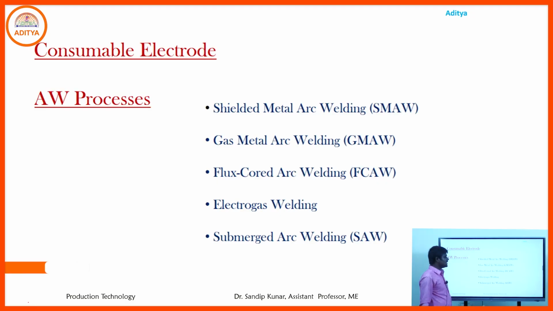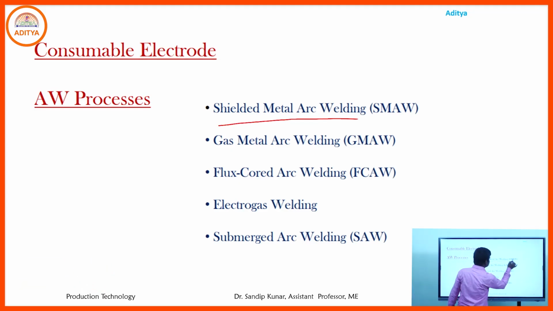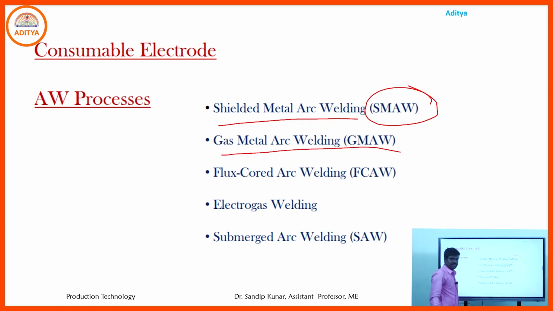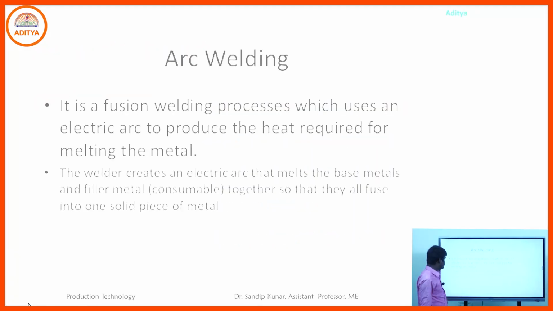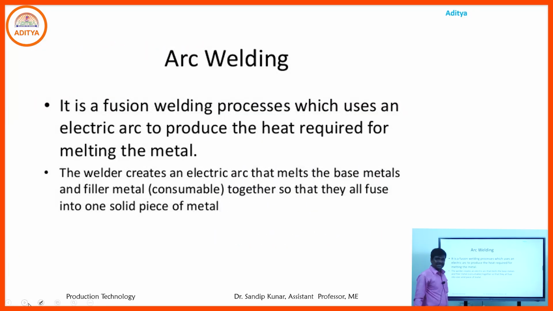What are the consumable electrodes? Using consumable electrodes, what are the types of arc welding processes? First one, shielded metal arc welding, SMAW. Then gas metal arc welding, GMAW. Another is flux cored arc welding, that is FCAW. Then electro gas welding. Last one is submerged arc welding. So, what is arc welding?